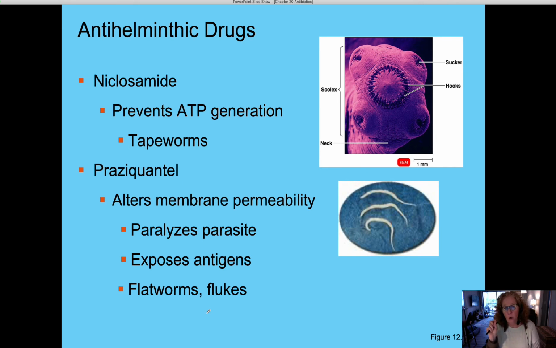Many worms actually have a primitive nervous system, and so causing paralysis will prevent the worm from being able to attach. It just gets stuck in the intestines and then eventually will get passed in feces.